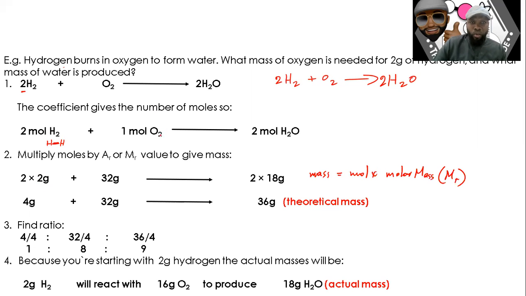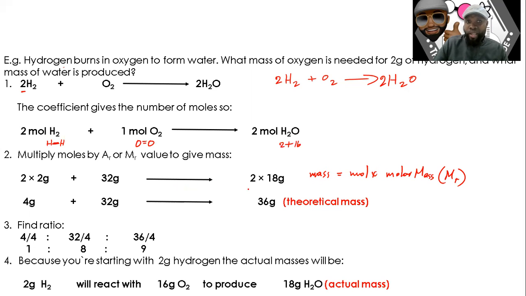For oxygen, 1 mole of oxygen molecule has a mass of 32 grams. And how does that work? Well, an oxygen molecule consists of 2 oxygen atoms, double bonded. Each of them has a relative atomic mass of 16. So 16 plus 16 gives you 32. Now, water: we've got 2 hydrogens, so it's 2, and oxygen is 16, so 16 plus 2 gives me 18.